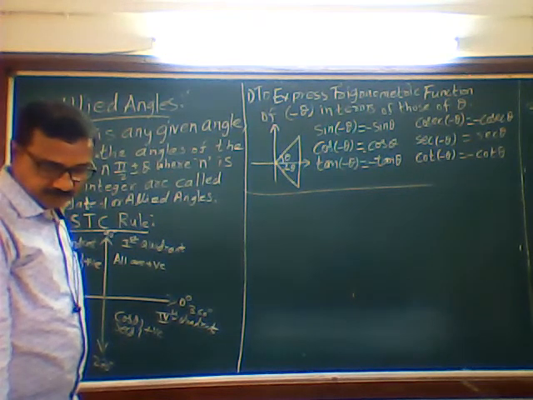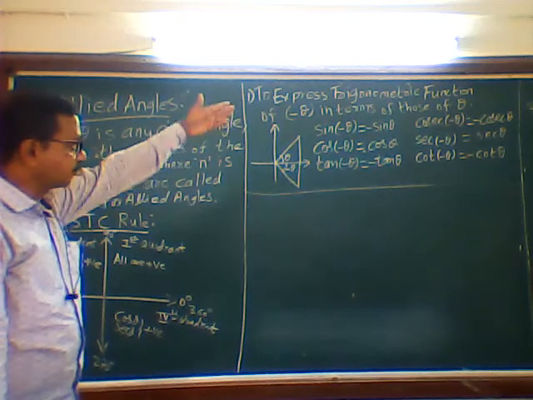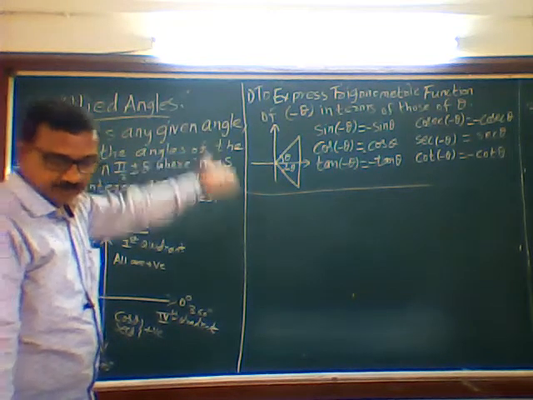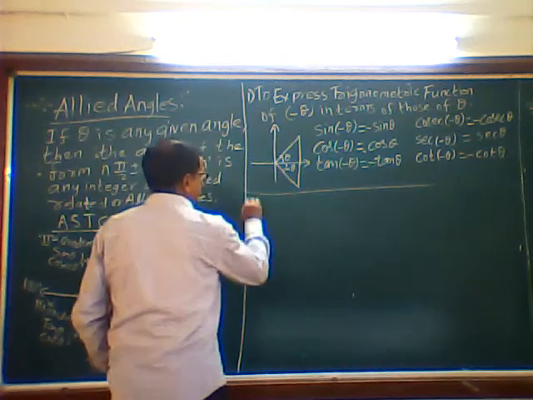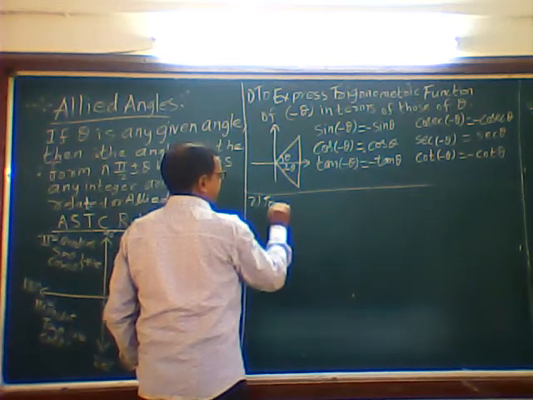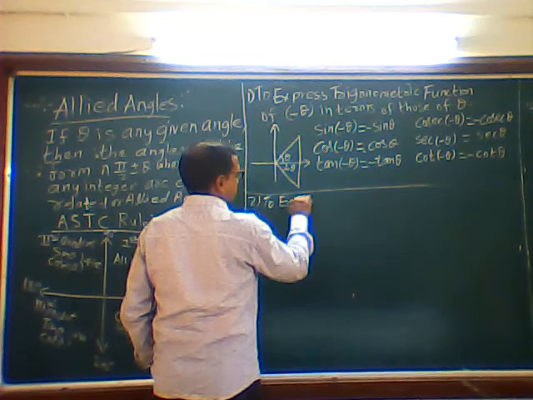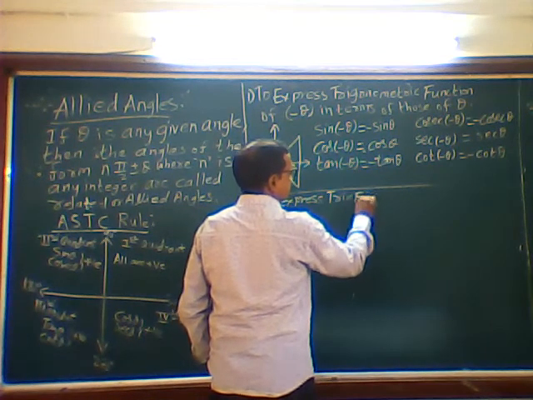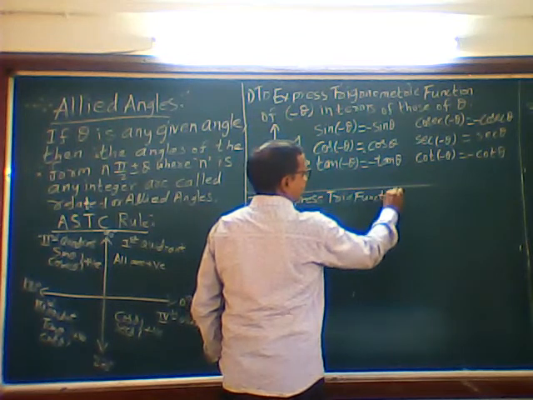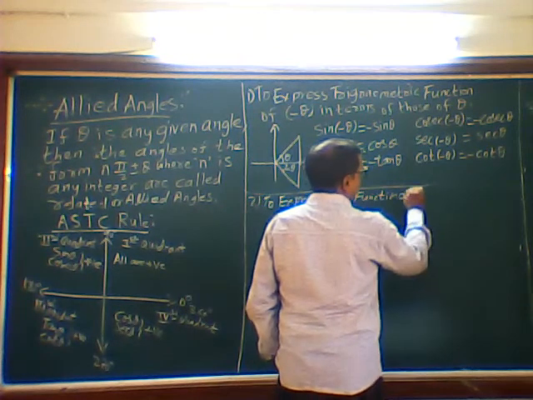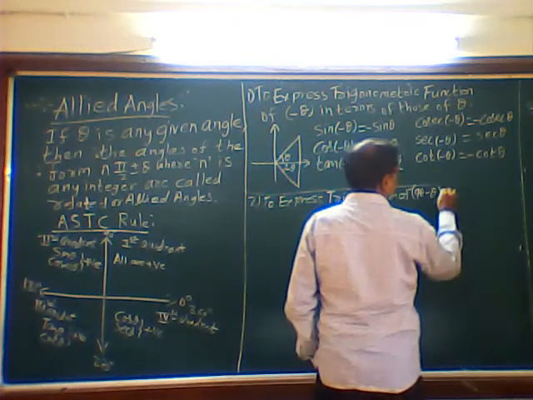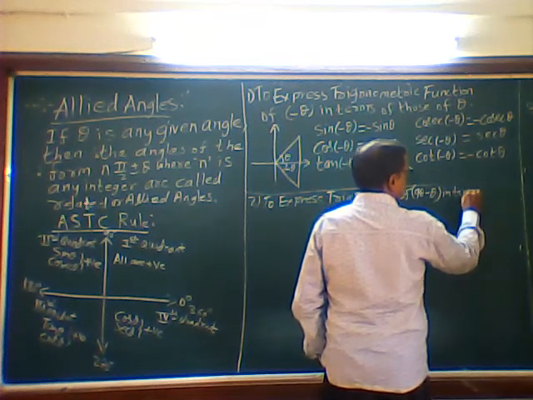Okay. Next, what we will do? We will express trigonometric functions of 90 minus theta in terms of those of theta. To express trigonometric function of 90 minus theta in terms of theta.